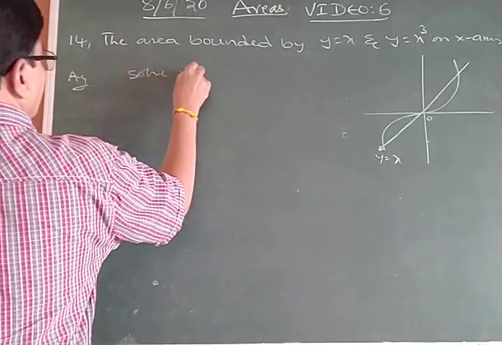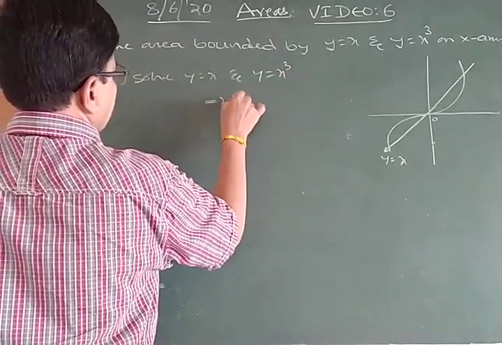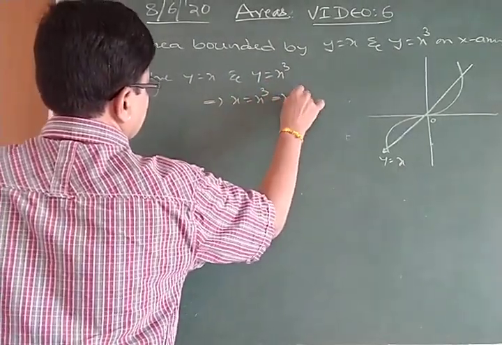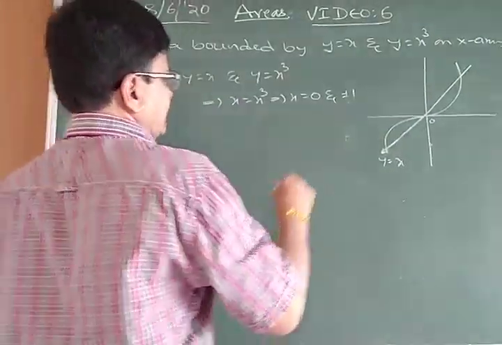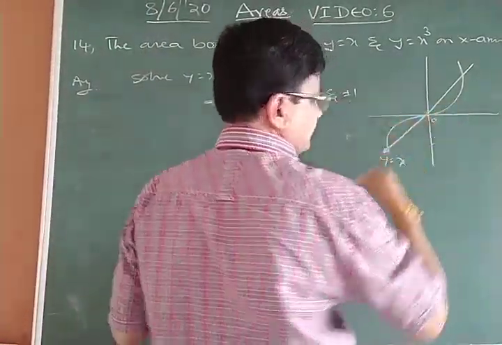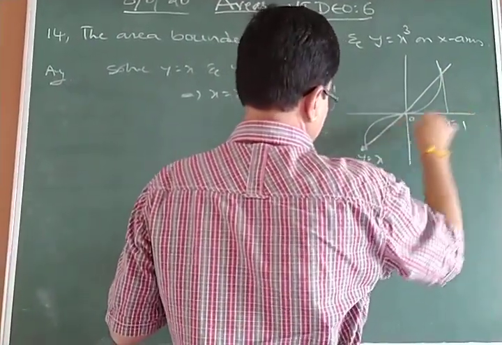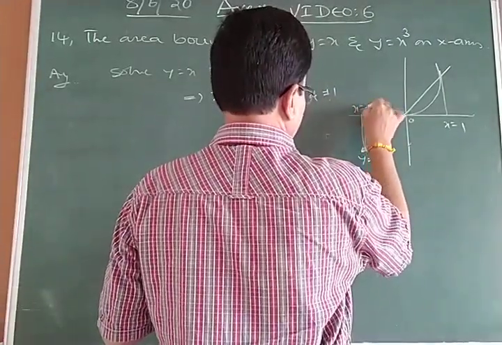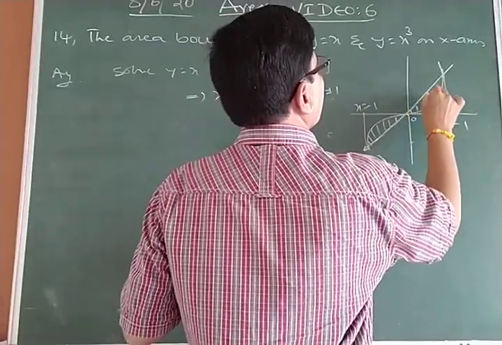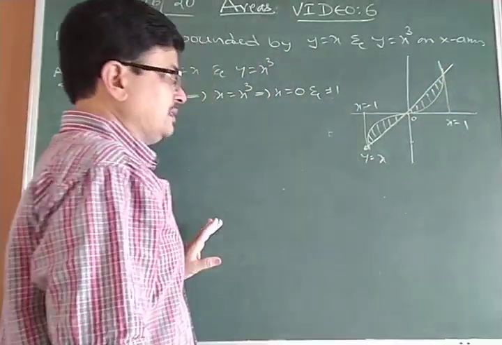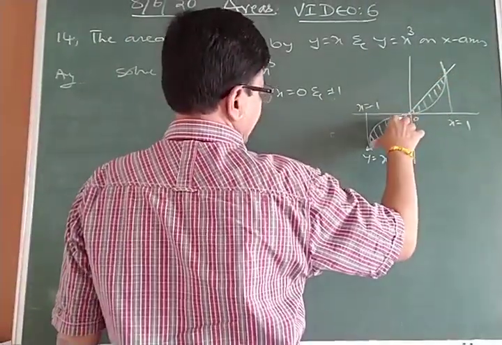So solve y equals x and y equals x cube. That implies x equals x cube, so x is equal to 0 and plus or minus 1. Therefore the origin is one point of intersection, another is x equals 1 and this is x equals minus 1. So the required area lies between the line and the curve. By symmetry, these two areas are equal.